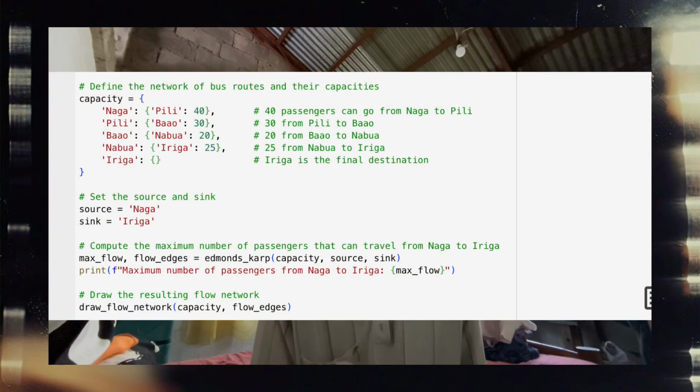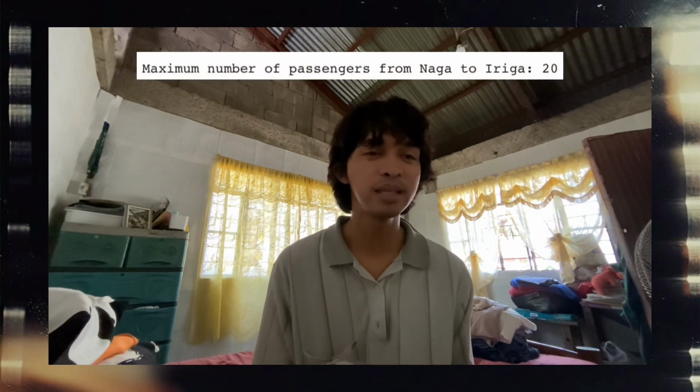And lastly, at the bottom of the code, we find the bus routes and their limits. Then we set Naga as the start and Iriga as the end. Finally, it calls the function to print the result and show the graph. So in this code, we answer the question, given these route capacities, how many passengers can we really send? And the answer is 20 because of the smallest capacity in the path.